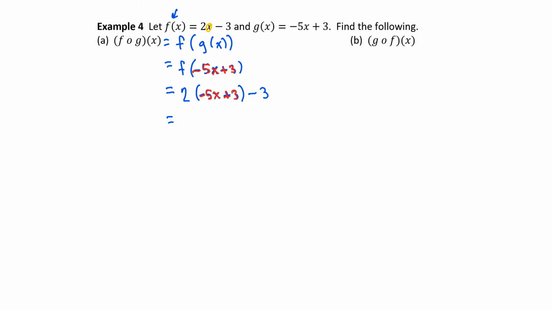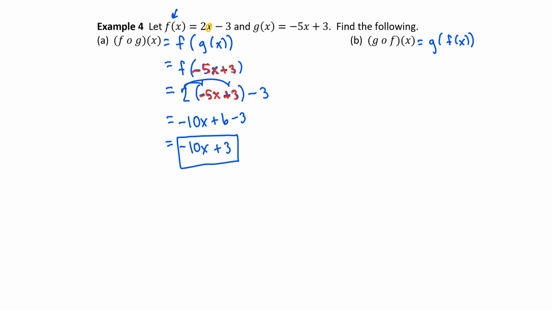So once we have everything plugged in, then our job is to simplify. So let's distribute our 2 to get negative 10x plus 6 minus 3, and combine like terms to get negative 10x plus 3. So the composition of 2 linear functions produced another linear function. That's worth practicing again. Notice on example B, we're switching the order of our functions. G is on the outside, F is on the inside. If you will write the same steps in the same way that I do every time, you will learn the rhythm and this won't be too difficult of a skill.